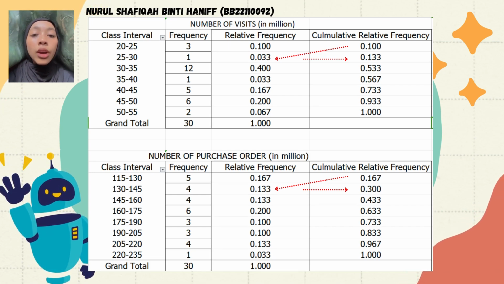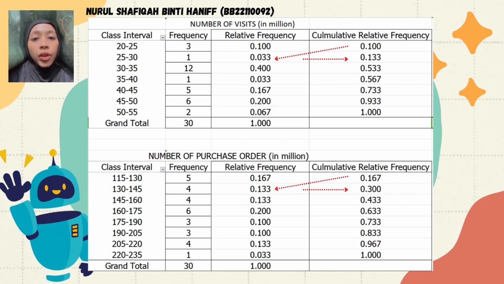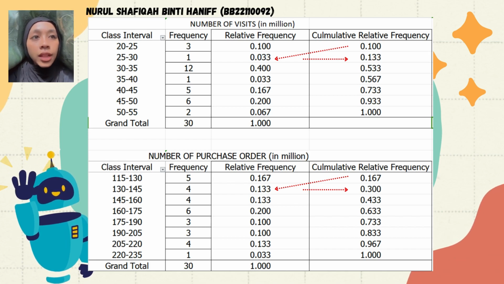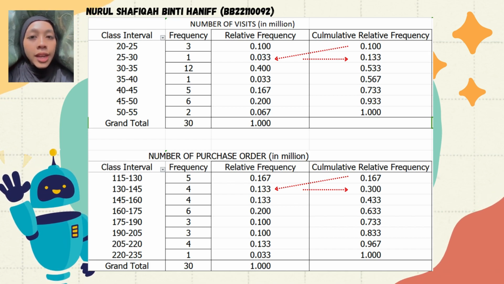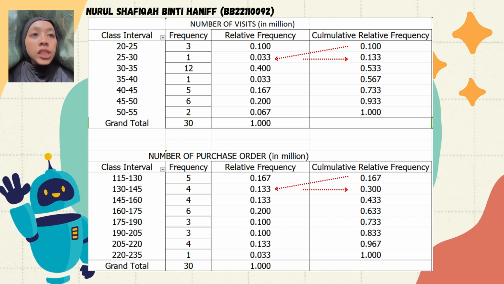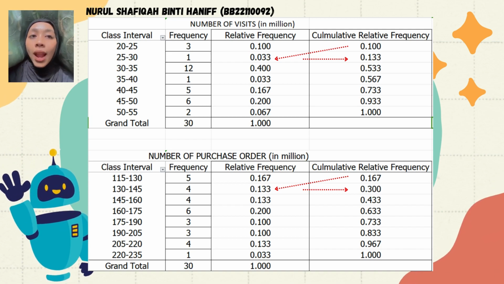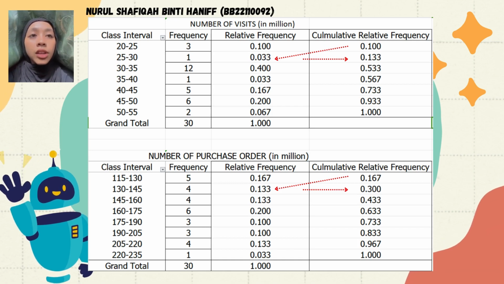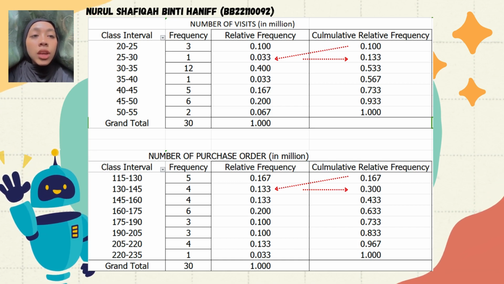How do I find the second cumulative relative frequency, 0.133? The formula is that you take the first cumulative relative frequency, or the previous data, which is 0.100, and sum it with 0.033, which is the second relative frequency. As you can see, I put the arrow there. So you get 0.133.